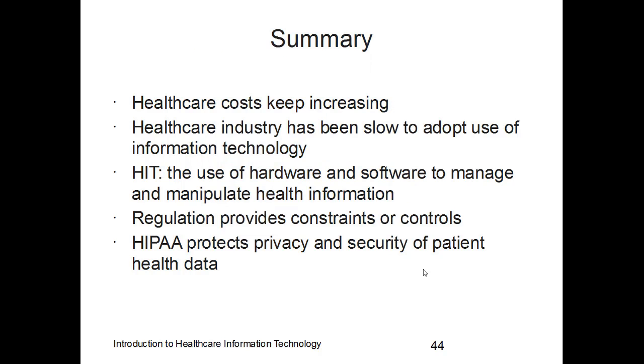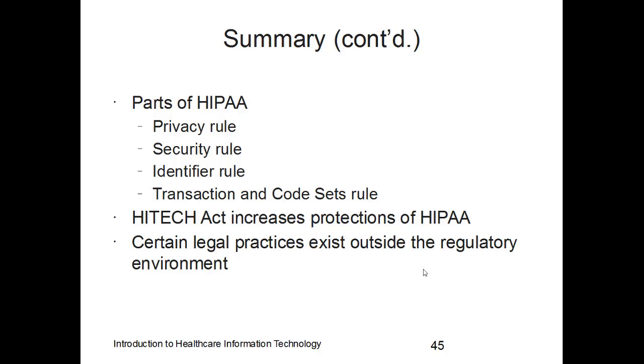Alright, so the overall summary, chapter number 1: healthcare costs keep increasing. Healthcare industry has been slow to adopt use of information technology. HIT, healthcare information technology, is the use of hardware and software to manage and manipulate health information. Regulation provides constraints or controls. HIPAA protects privacy and security of a patient's health data. There are multiple parts of HIPAA, including the privacy rule, the security rule, the identifier rule, and then the transaction and code sets rule. The HITECH Act increases protections of HIPAA, and certain legal practices exist outside the regulatory environment of the healthcare industry.